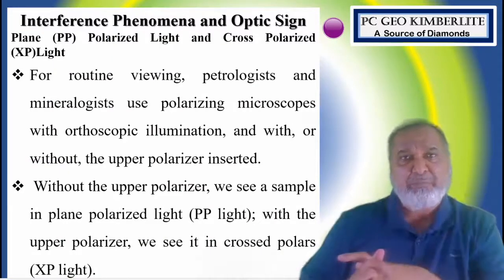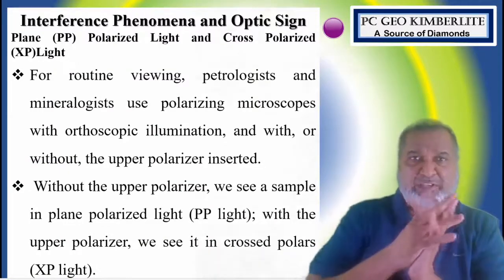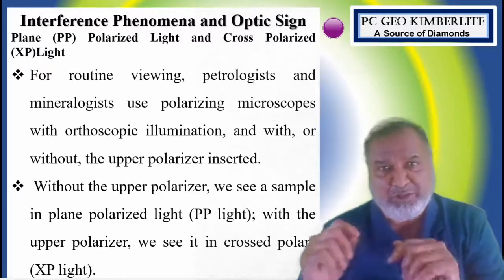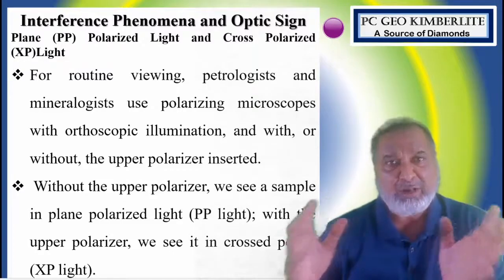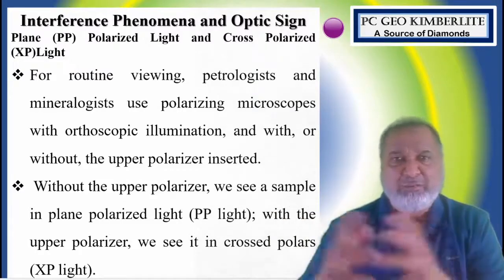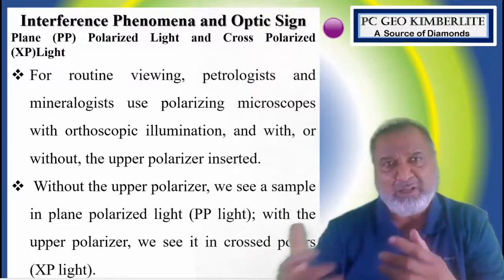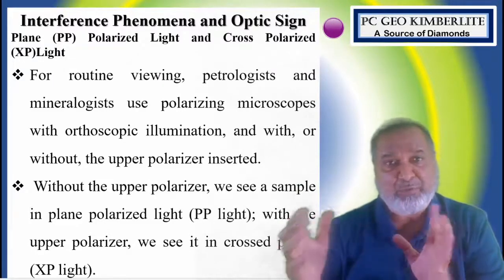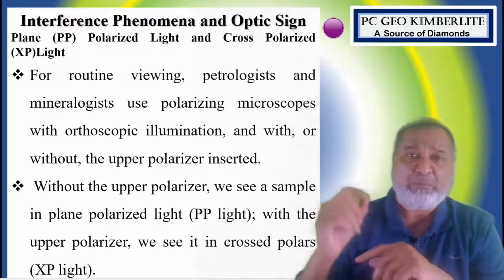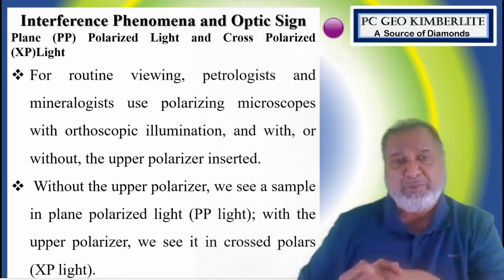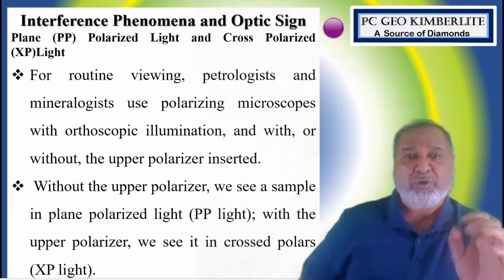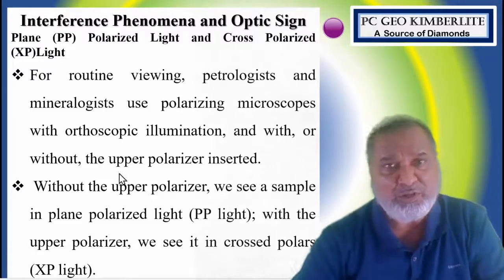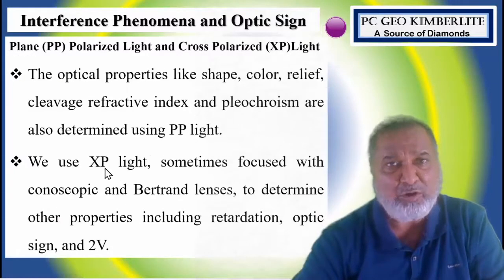For routine viewing, petrologists and mineralogists use a polarizing microscope with orthoscopic illumination, with or without the upper polarizer inserted. Many times we do not use the upper polarizer, normally called the analyzer. We use only the polarizer. Without the upper polarizer, we see the sample, the slide of the mineral or a rock, in plane polarized light. With the upper polarizer, we can see the properties in cross polarized light.